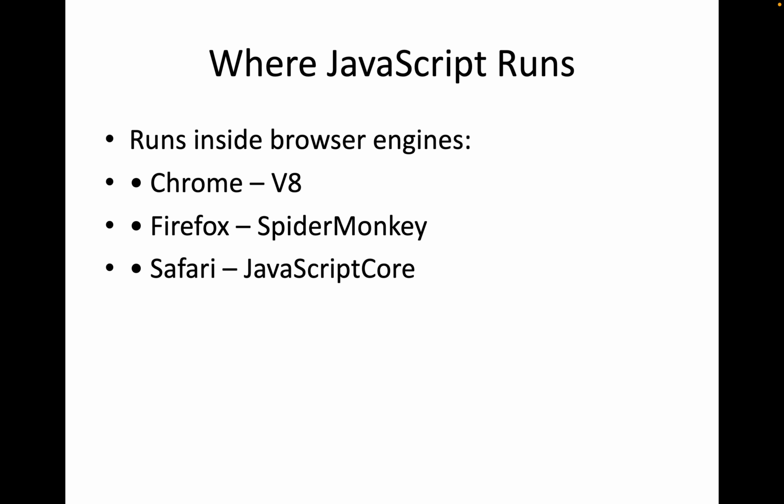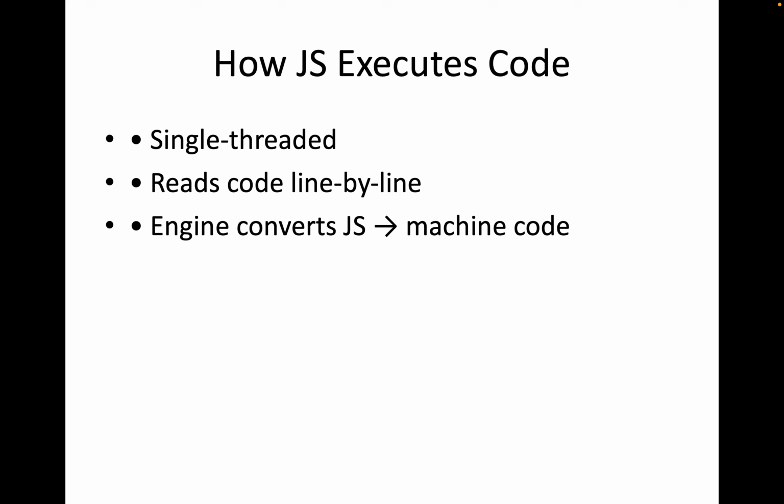Now, let's talk about how JavaScript runs behind the scenes. Every browser has a JavaScript engine. Chrome has V8, Firefox has SpiderMonkey, and Safari uses JavaScriptCore. When you write JavaScript, the engine reads your code line by line, converts it into machine code, and executes it very fast. JavaScript is single-threaded, which means it runs one line at a time.